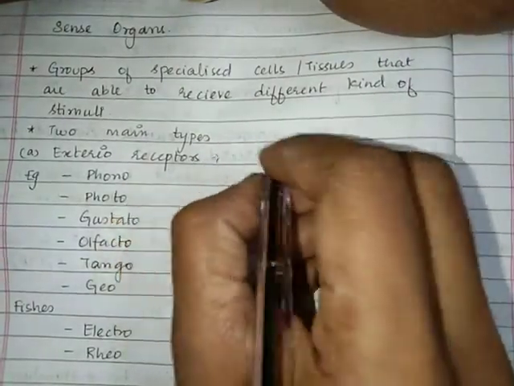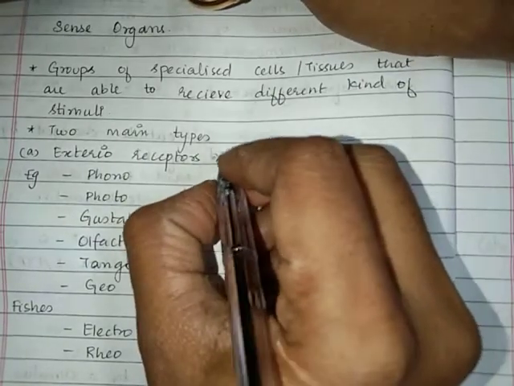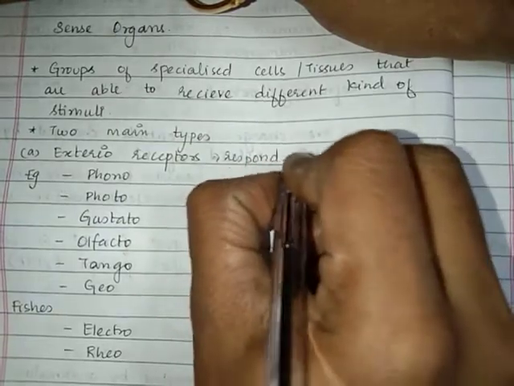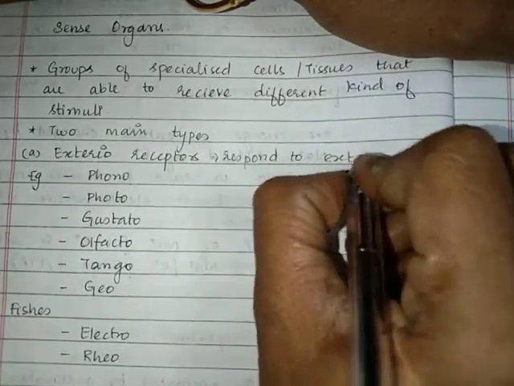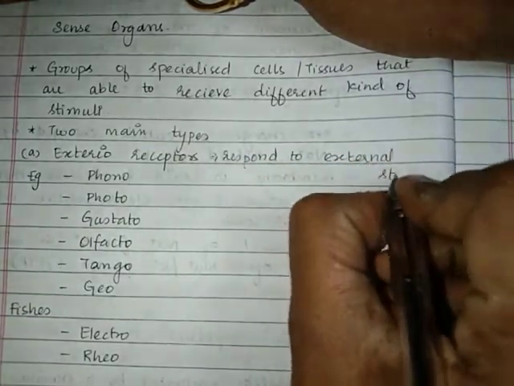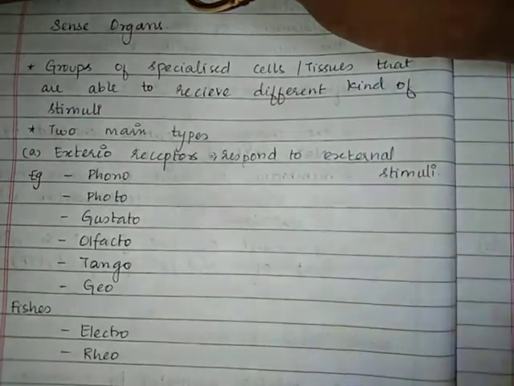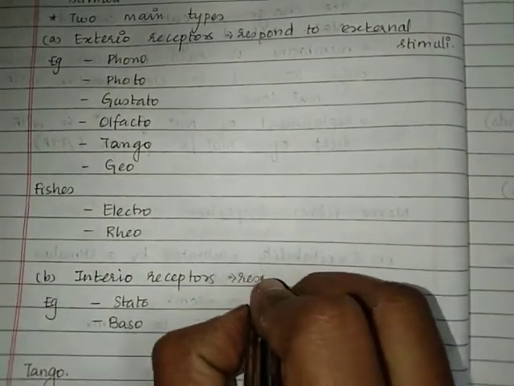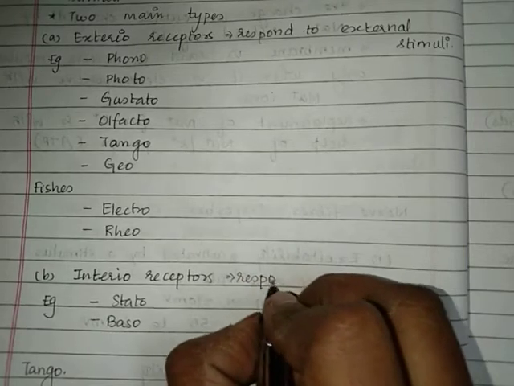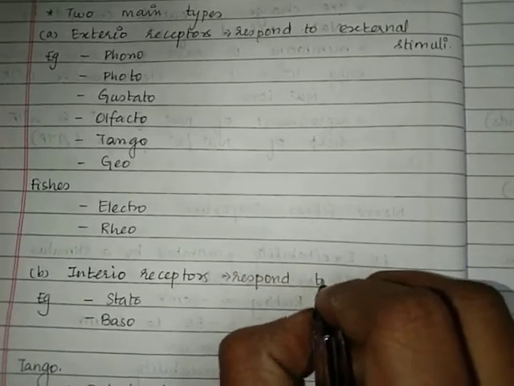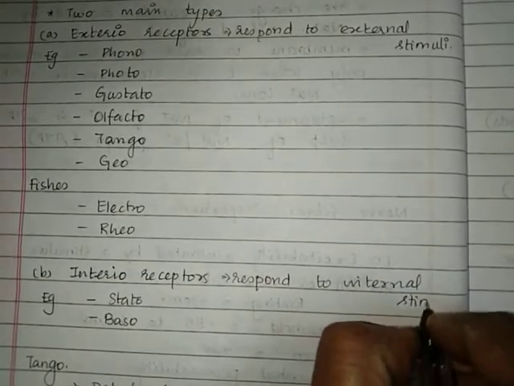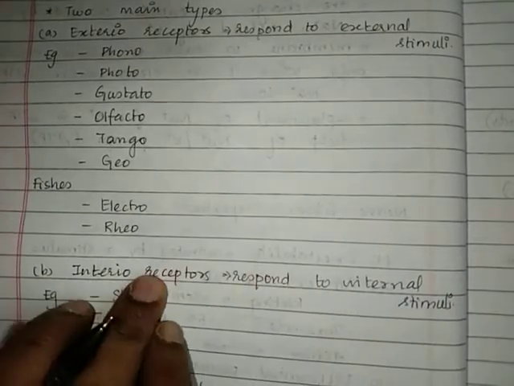Exterior receptors are sense organs that respond to external stimuli. So when they are responding to external stimuli they are called exterior receptors, and when they respond to internal or interior stimuli, they are called interior receptors.